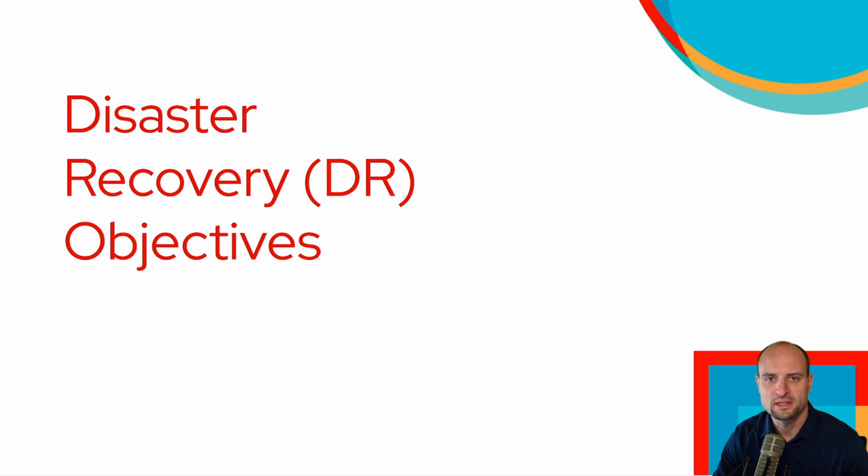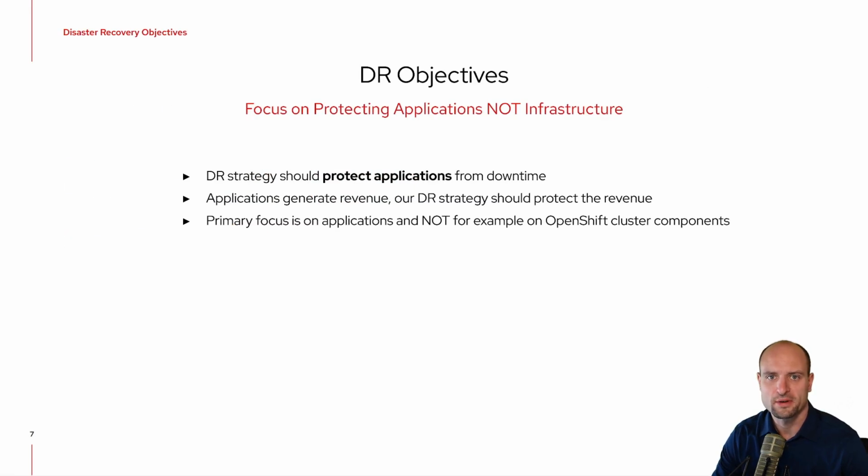Let's now focus on the details of our disaster recovery strategy, and let's start by reviewing the objectives. The number one objective of our disaster recovery strategy was to protect the applications from downtime. The applications are the ones that generate revenue, and our strategy is here to really protect the revenue for the company. That's why we are focusing on applications in the first place. It can happen that, for example, some of the components of OpenShift, like control plane components or operators, will not be working well or have an issue.